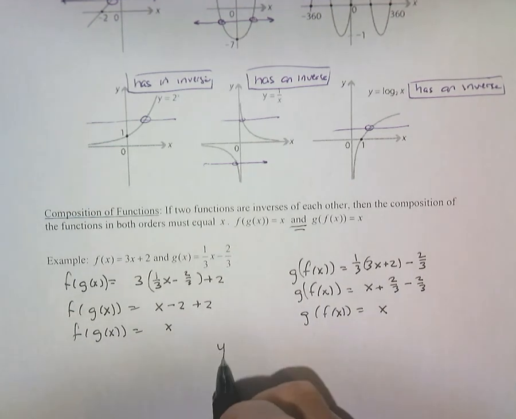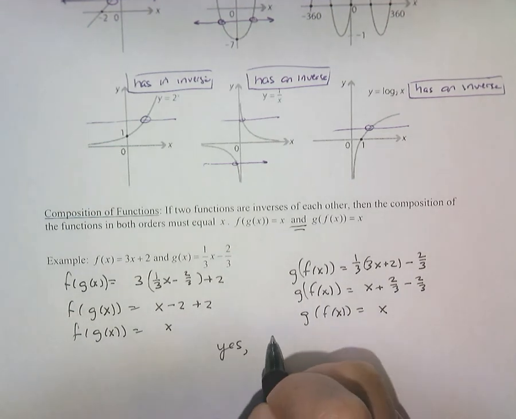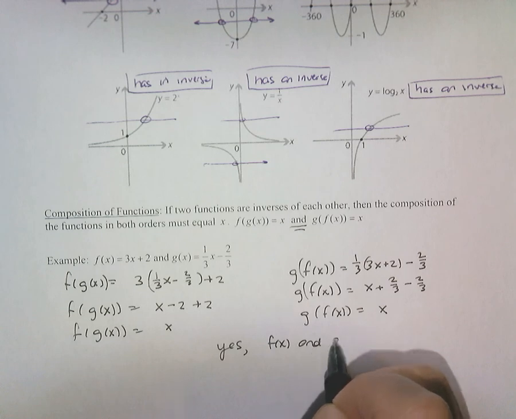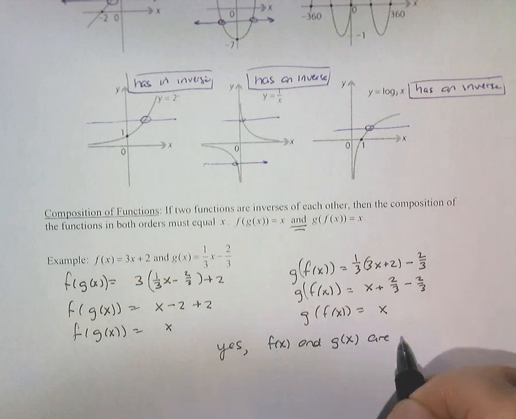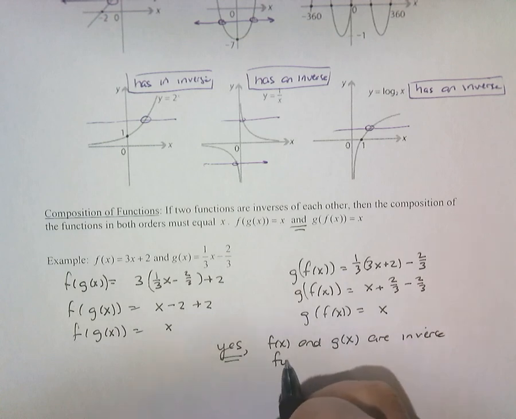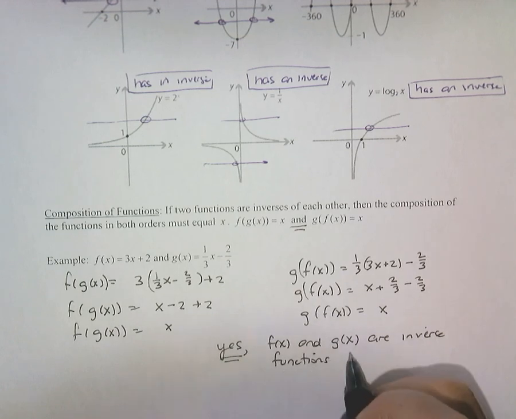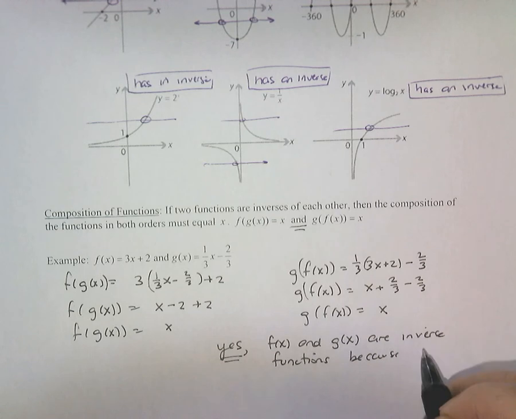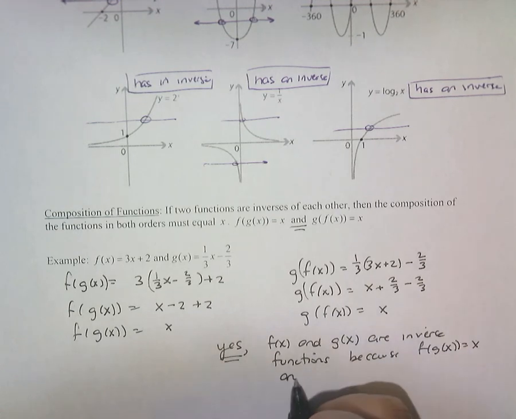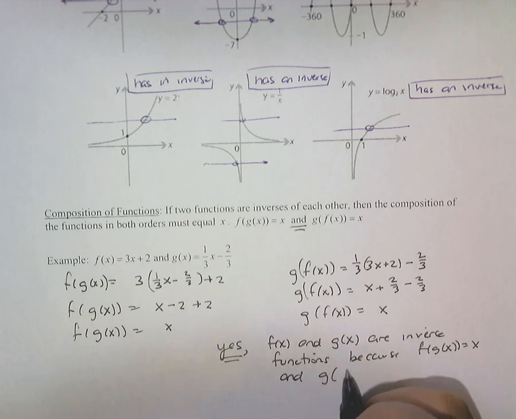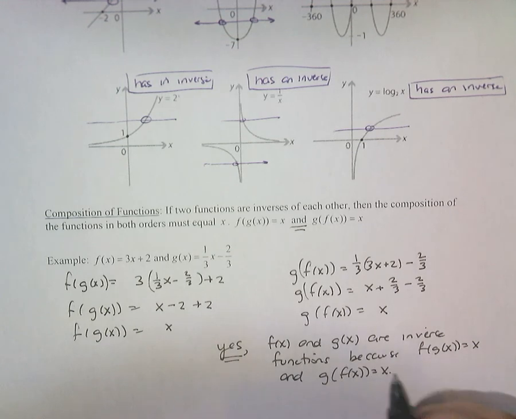So yes, f of x and g of x are inverse functions, because f of g of x equals x, and it has to be both of them, g of f of x equals x.